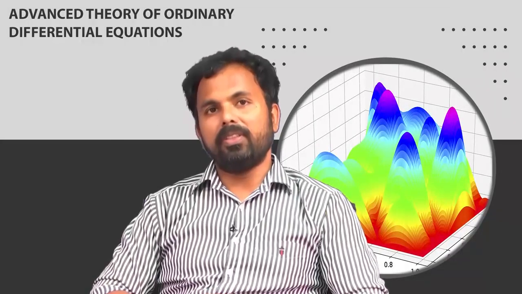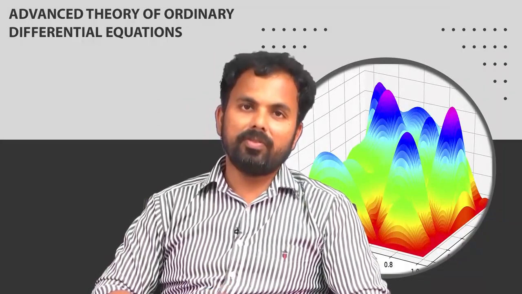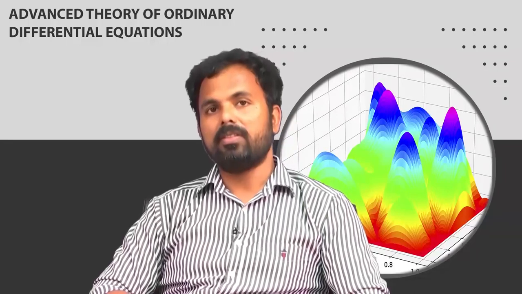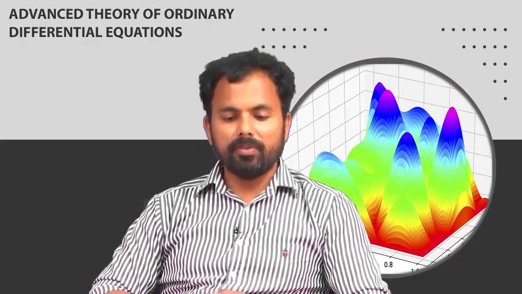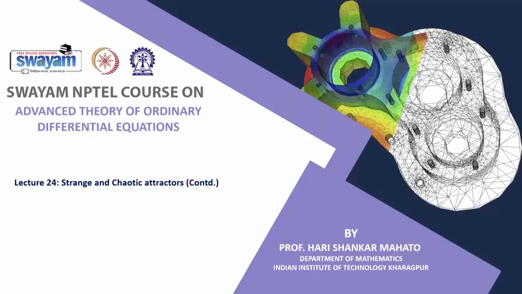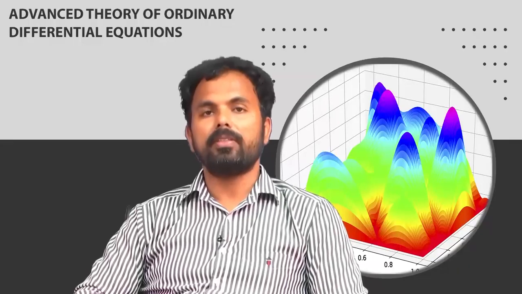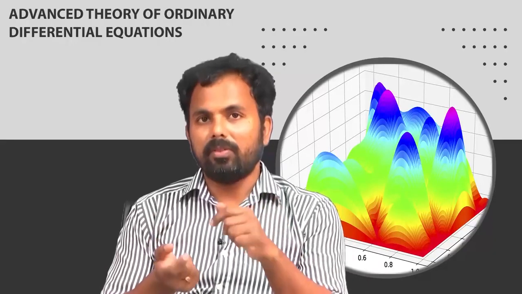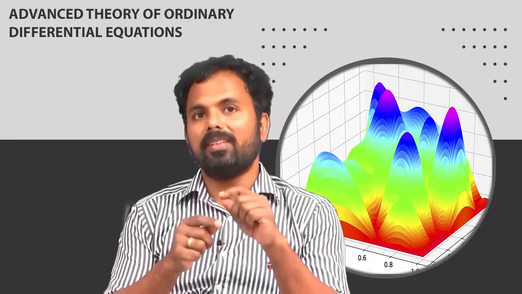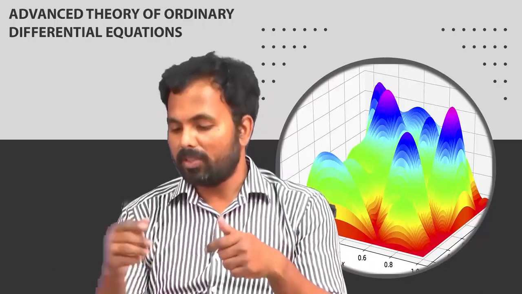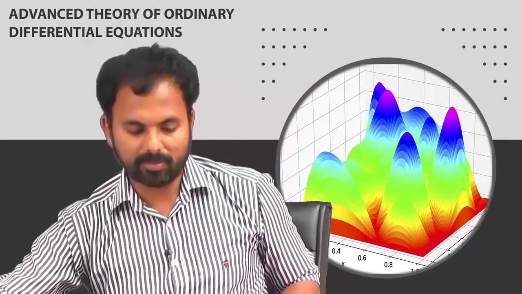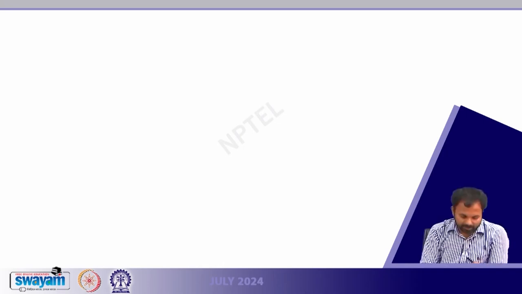Hello students, in the previous class we started with the definition of strange and chaotic attractors, and I gave you the definition. Today we will continue with the further properties related to strange and chaotic attractors. I would like to tell you at the beginning some properties related to continuous and discrete systems and their attractors. So I continue with the properties that I was mentioning.